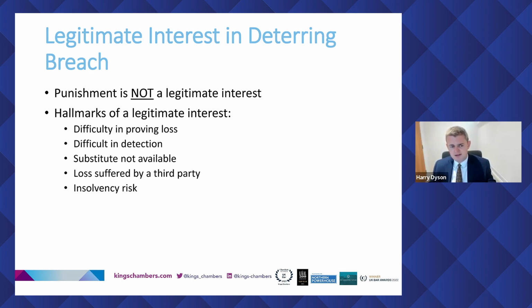Loss suffered by a third party. This one can be a little bit more complicated, but again, we're back to the Parking Eye case. They said, well, the contract is between us, Parking Eye, and the driver, but the loss will actually be suffered, in the first instance, by the retail park, or rather the tenants thereof, the businesses. So it's difficult for us to prove that loss or even have standing to bring a claim for that loss. So there's a legitimate interest in us putting a round figure on it.